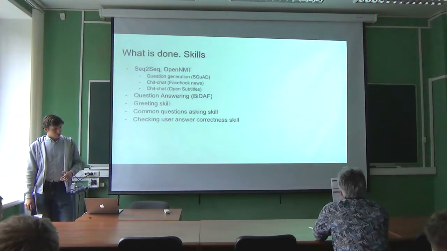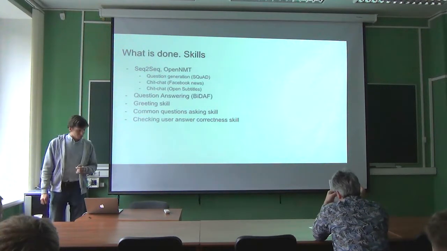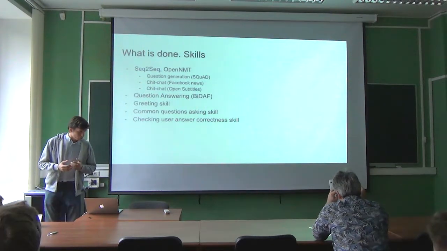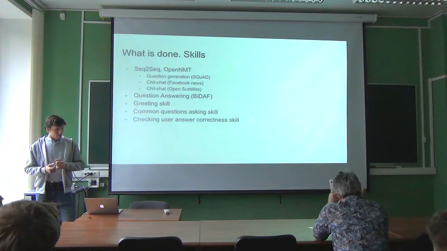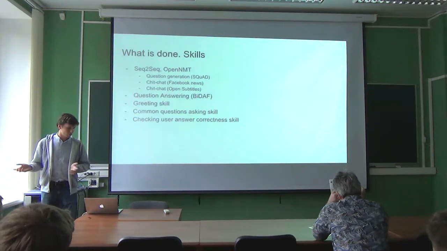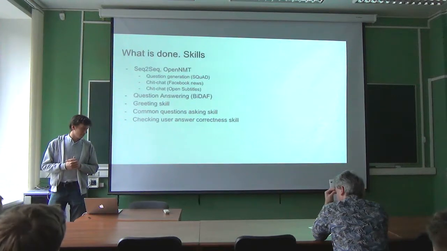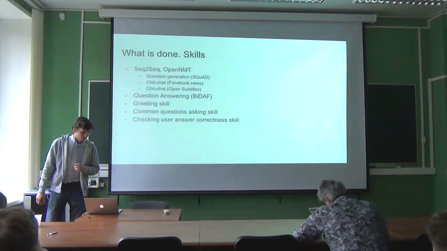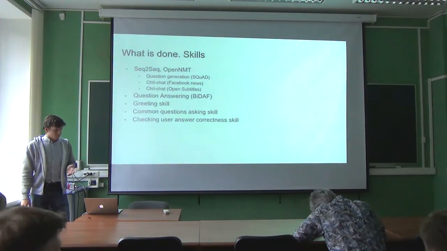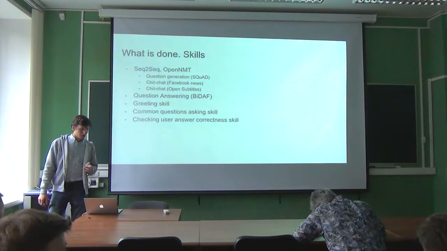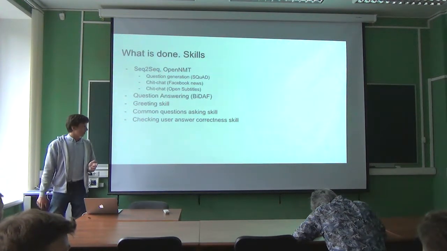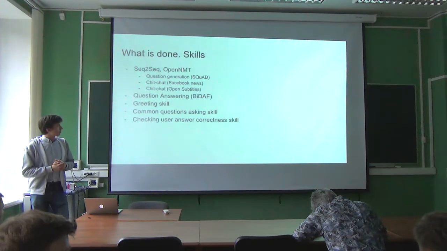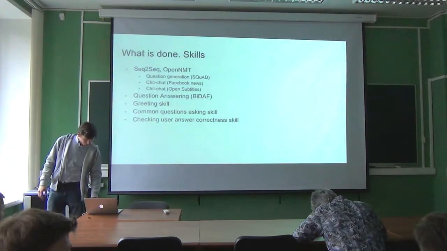Also, we used a question answering skill. We used the BiDAF model, which was released by the Allen AI Institute. We just wrote a web server and Dockerized it to make it simpler to use. As input, it takes a text and a question, and as output, it returns the answer to the question. Also, we implemented 3 rule-based skills: a greeting skill, a common question asking skill, and a skill for checking the user's answer. So we have those skills in our current dialog agent, but let's see how to manage them.